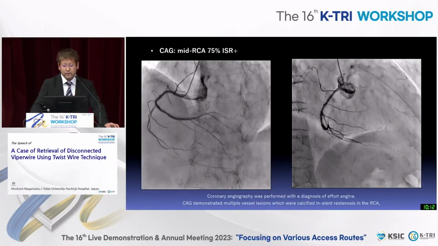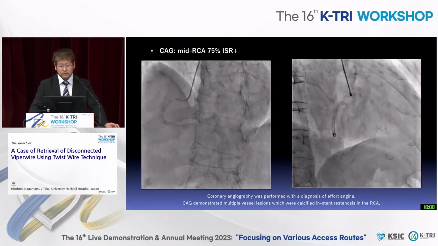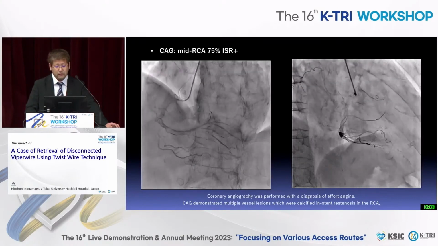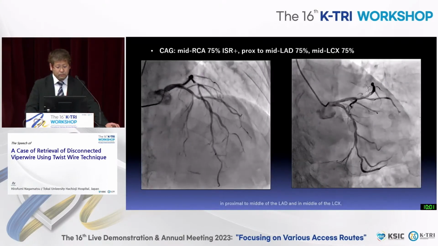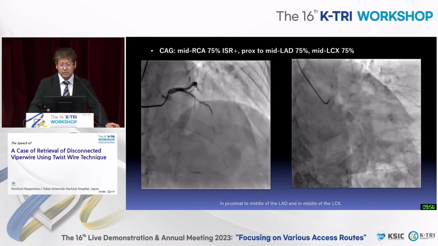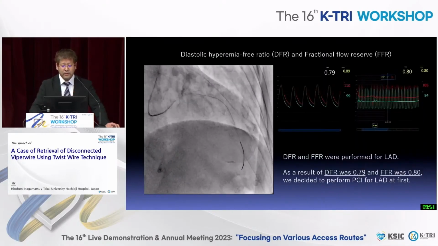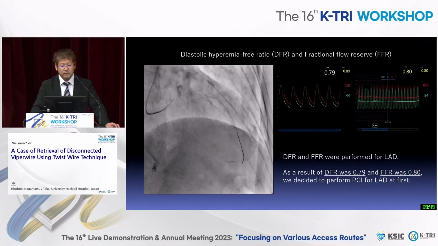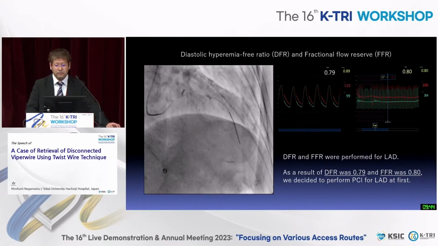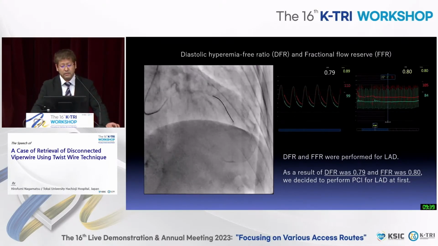Coronary angiography was performed with the diagnosis of effort angina. CAG demonstrated multiple vessel lesions which were calcified: in-stent restenosis in the RCA, proximal to middle of the LAD, and middle of the LCX. dFR and FFR were performed for the LAD. As a result, dFR was 0.79 and FFR was 0.80. So we decided to perform PCI for the LAD first.